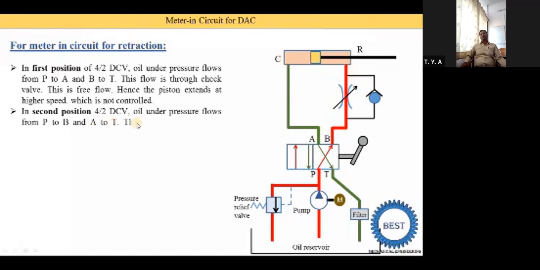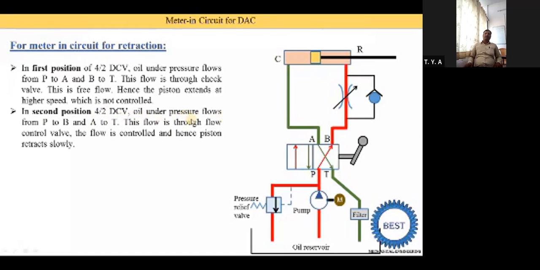In the second position, right now you see the diagram for the second position, and it is called a 4/2 DCV. Oil under pressure flows from P to B and A to T. Here you see the P port is connected with the B port, and the A port is connected with the T port. This flow goes through the flow control valve and the flow is controlled, hence the piston retracts slowly. Oil supplied in the B port enters the flow control valve, so we control the flow rate, and the retraction stroke goes at slow speed. Meter in control is used for the opposing load only.